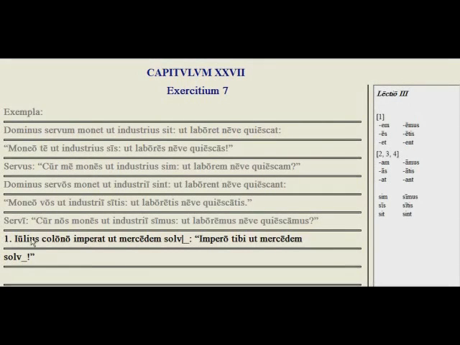And so let's practice here. We have Julius colono imperat ut mercedem. So we have that Julius orders his tenant farmer, so imperat takes the dative, that he pay the money. And since solvere is third conjugation, we're going to change it from solvit to solvat. And then here's the direct command. I command you to pay the money. And now we need the second person of this, so we're going to go to solvas. Try the rest of those, and let's go on to exercise 8.